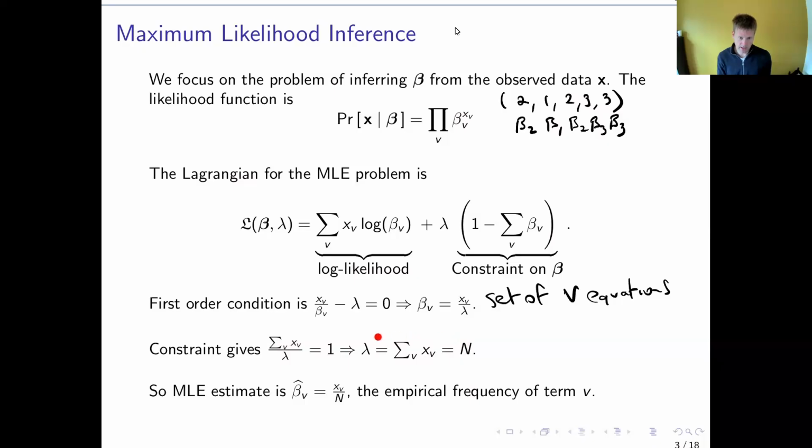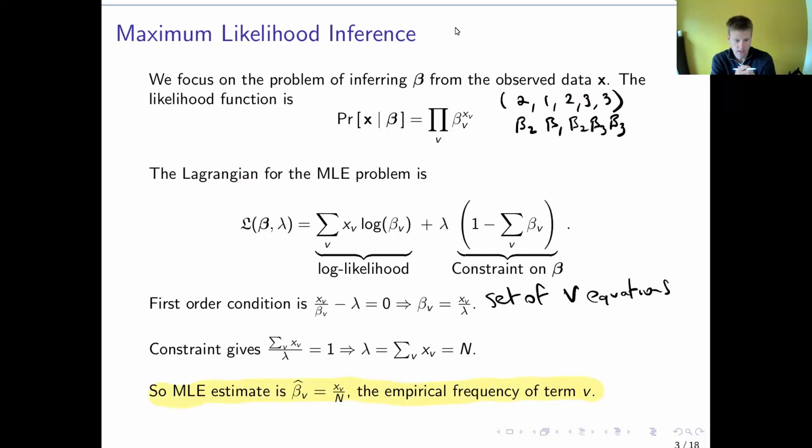So I'm going to plug in the value capital N for the Lagrange multiplier, and that's going to give me my point estimates for the individual betas. Okay, so pretty straightforward maximization problem. Let's not get lost in these details. Let's just focus, I think, most importantly, on this last bullet point, which is these MLE estimates have a very natural interpretation.